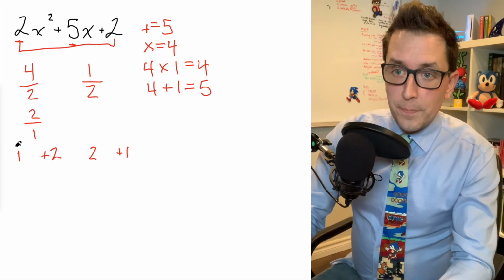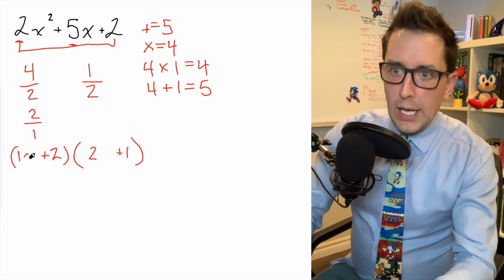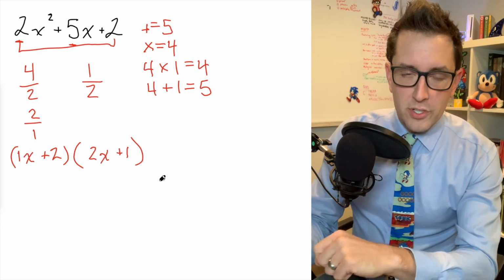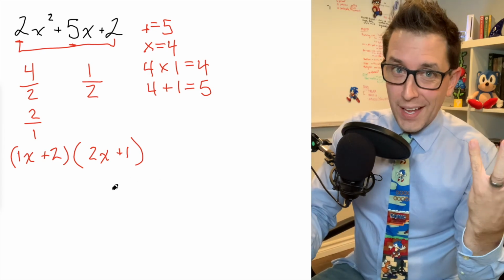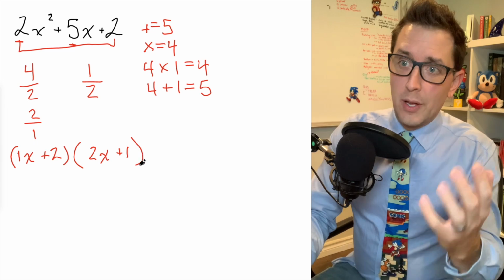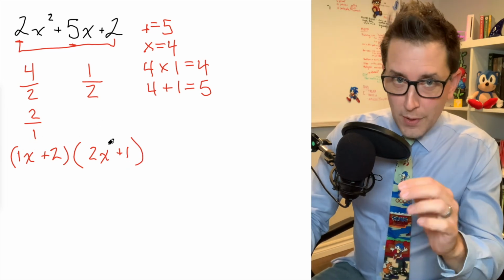The last thing we're going to do is put some brackets around these random pairs of numbers, and we're going to place an x next to the first number in each set of brackets, and you'll see that we end up with a factored trinomial. All right, so we ended up with (1x + 2)(2x + 1). And if you don't believe me that worked, you can check your answer just by multiplying this out.